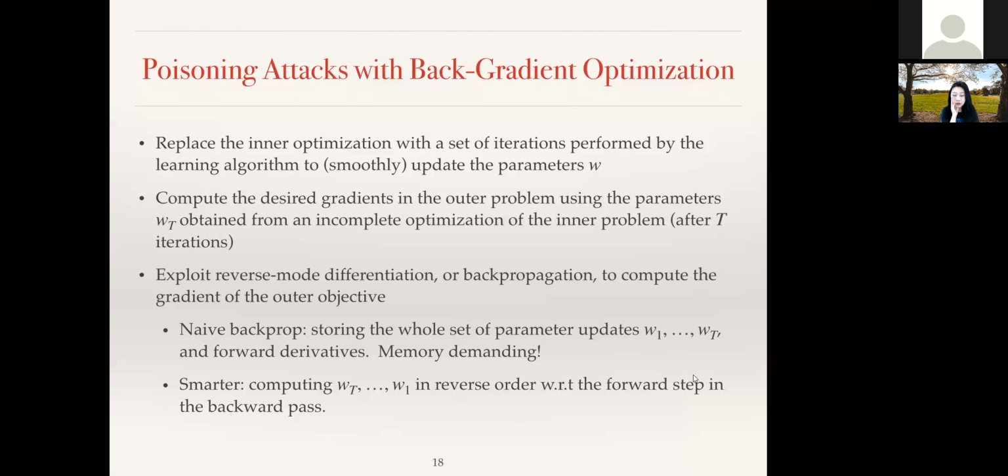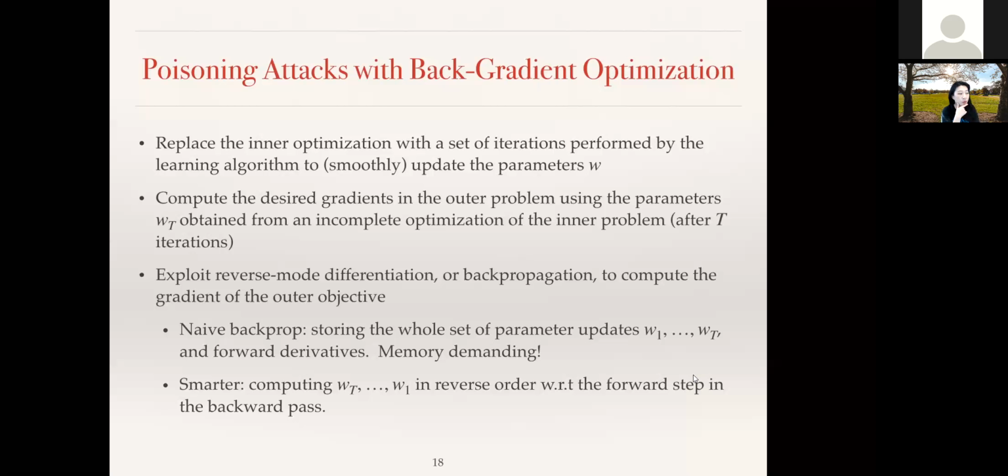I don't have a super great understanding of it, but you're trying to pick some initial parameters that will be good after a few steps of gradient descent. So you do the steps of gradient descent and backprop through them. Sounds similar to this. Mm-hmm. Sounds very similar. Anyone has more insight?